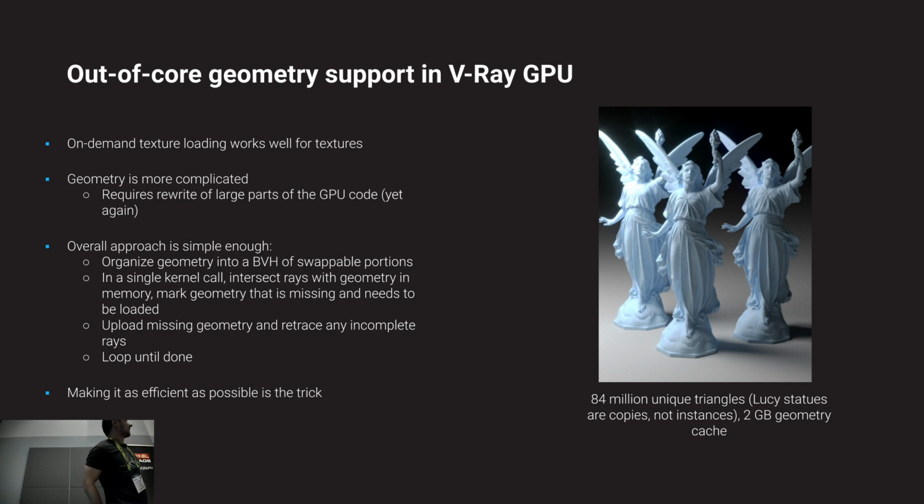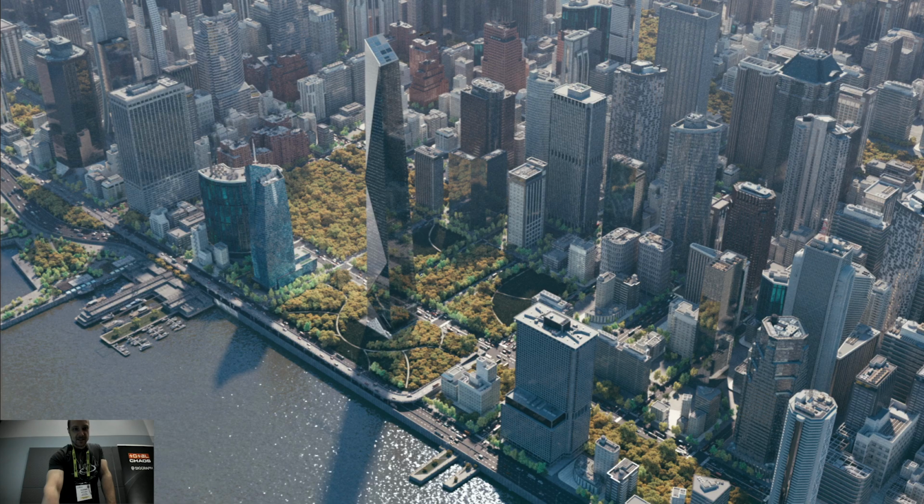And the image on the right there is 3 Lucy statues, which are copies, they're not instances. So you get a total of 84 million triangles, which we rendered with only 2 gigabytes of GPU. Gosh, they actually rendered on this laptop, which was really cool. This is another scene that our 3D guys prepared. It's a little bit more complicated.